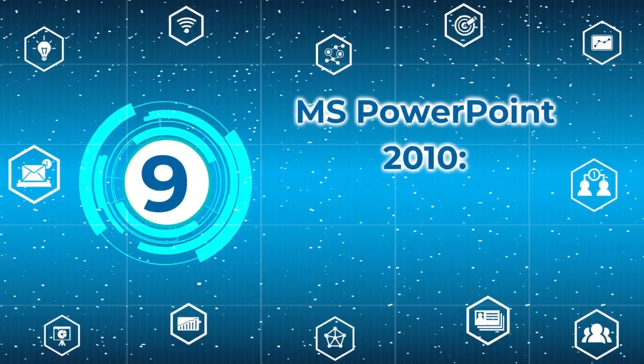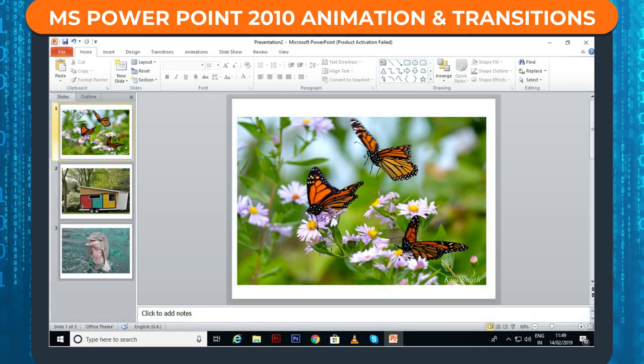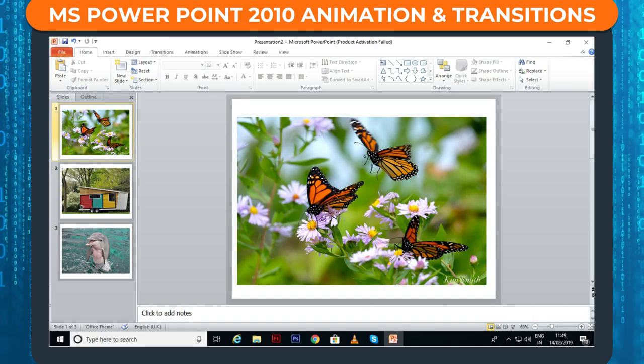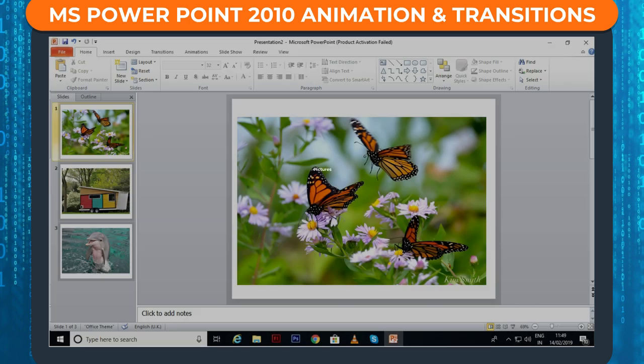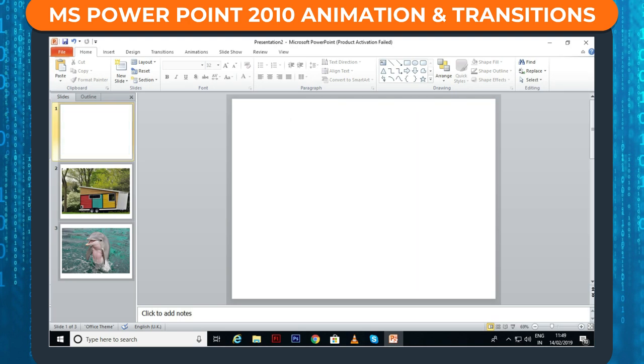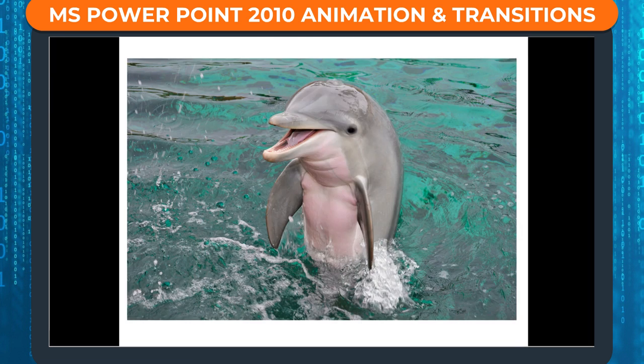MS PowerPoint 2010 Animation and Transitions. There are various things you can do with your presentation, like inserting text, shapes, and pictures that will appear and disappear from the screen. By the word transition, you can understand that it's like a special effect by which one slide replaces another slide in slideshow.